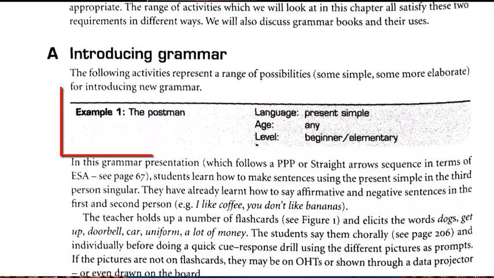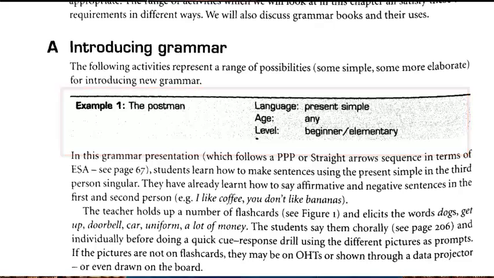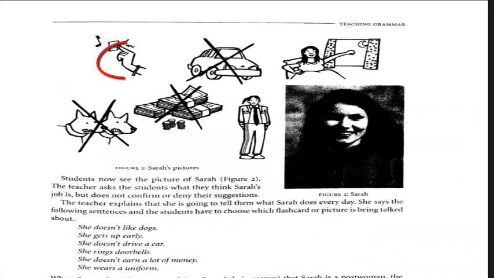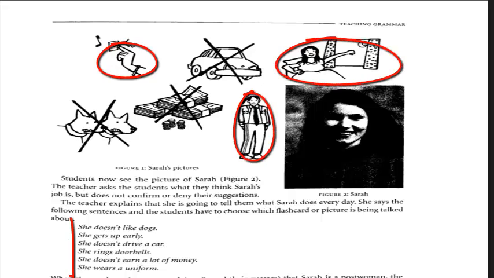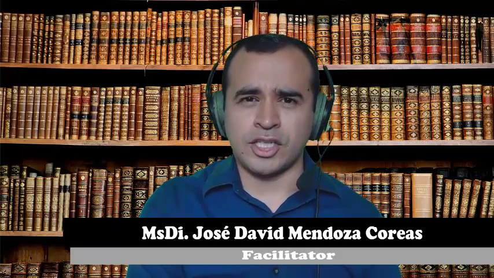First, we have the Postman. In here, the teacher creates a context for students by using some pictures and by writing some sentences on the whiteboard about a person. After that, students guess the person's profession, a postman. Once the context has been created, the teacher explains to students the grammatical structure. In this case, present simple.